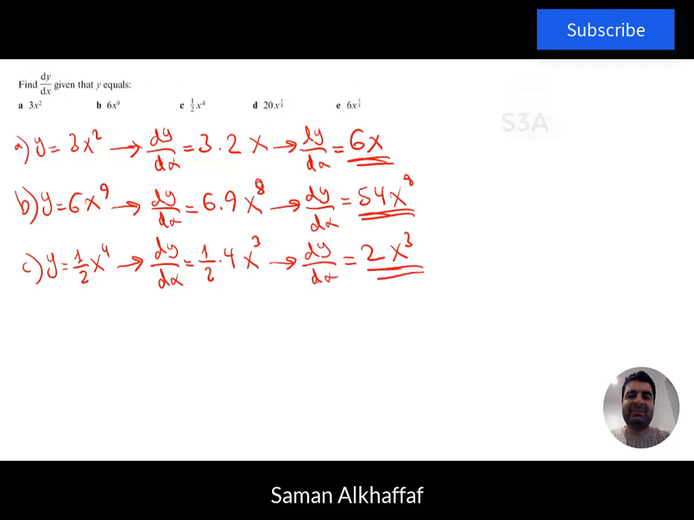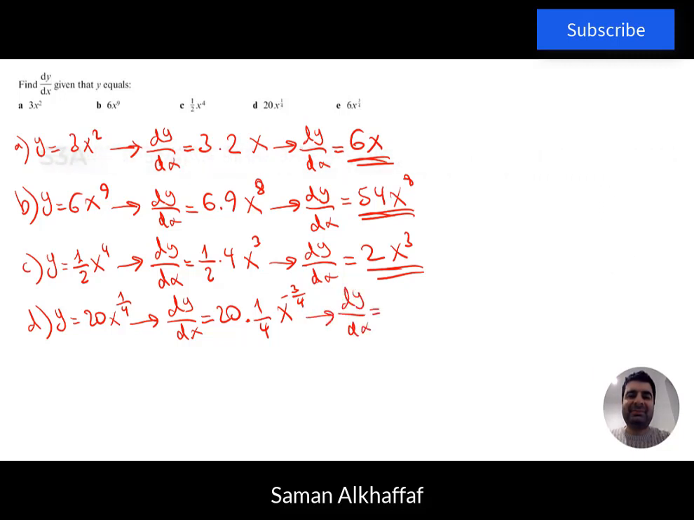For part D, we have y equal 20x to the power of a quarter. So to find the dy over dx, we keep the 20, and then we multiply it by a quarter, and then we bring the x and we reduce 1 from it, so it will be quarter take away 1. So in this scenario, it will be minus 3 over 4, and in this scenario we have dy over dx equal, so the 20 divided by 4, that would give us 5, and we would have also the x to the power of minus 3 over 4.